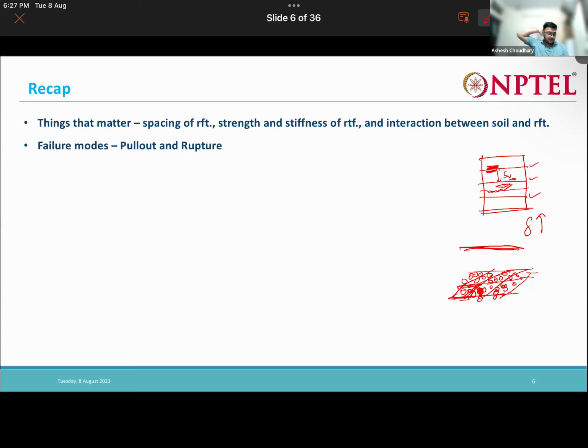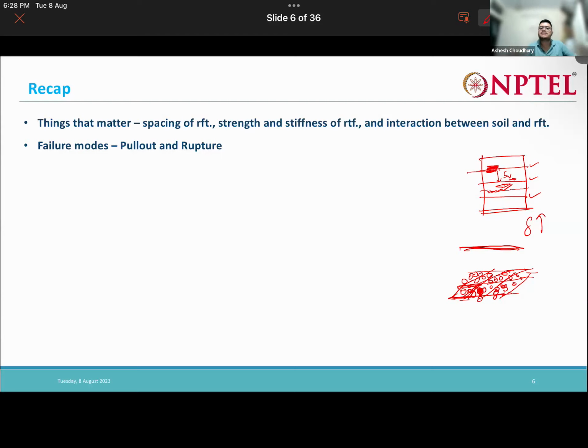Okay. Now the failure modes, right? Failure can happen in two modes. One is the pull out failure, the pull out or the sliding failure, and the other one is the rupture failure, rupture, or you can say tearing. So pull out and rupture, these are the two modes of failure. Pull out means what? You are placing reinforcement sandwiched between two layers. Pull out means the reinforcement comes out of the soil. In that way the failure happens, that is the pull out.